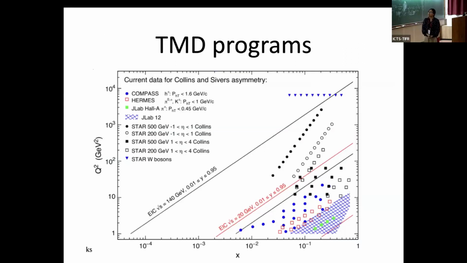So this is the overview of the TMD program in the current data, in the x and Q squared phase space. As you can see here at the right bottom corner, this is from the fixed target experiment with the 12 GeV data. A little bit higher energy fixed target experiments are COMPASS and HERMES here. And then there is the pp collider at Brookhaven, RHIC, from the STAR collaboration, where it measured the W.